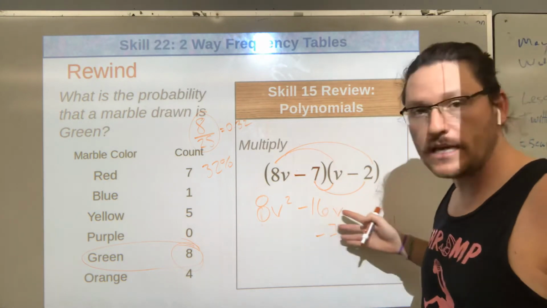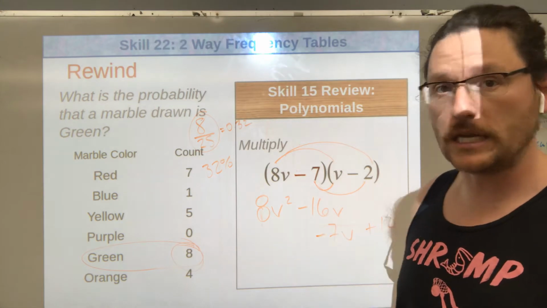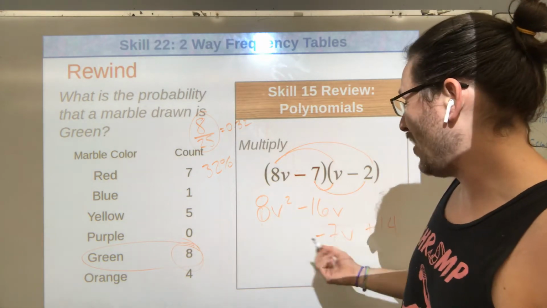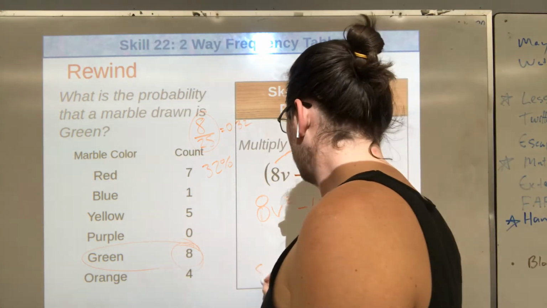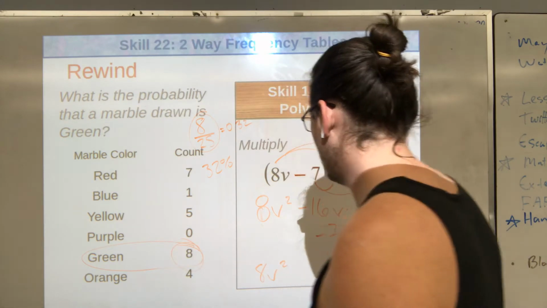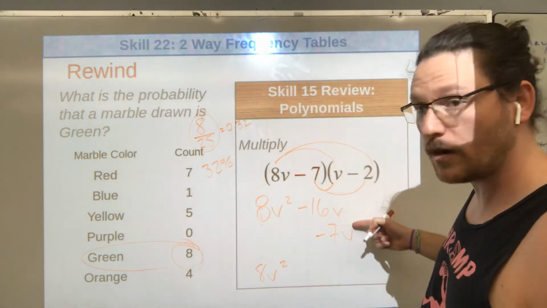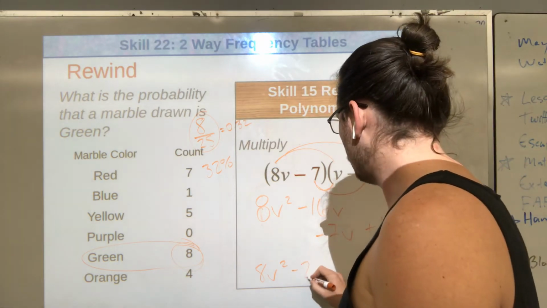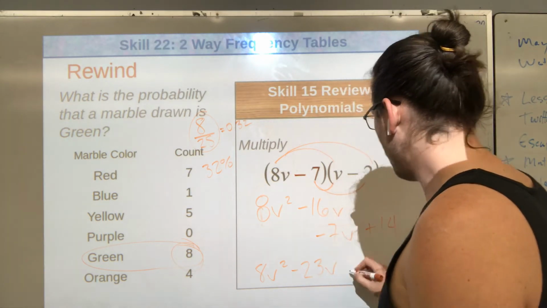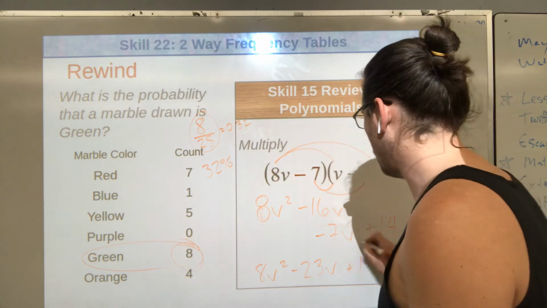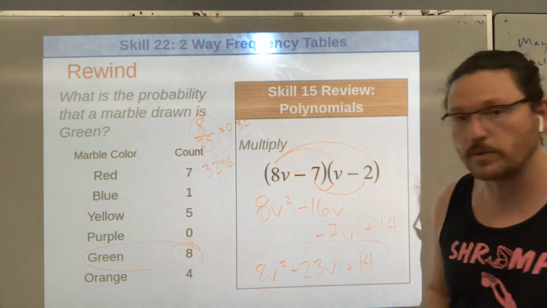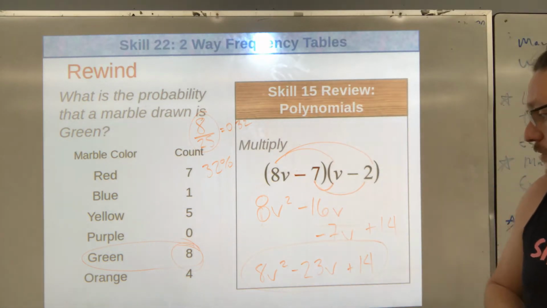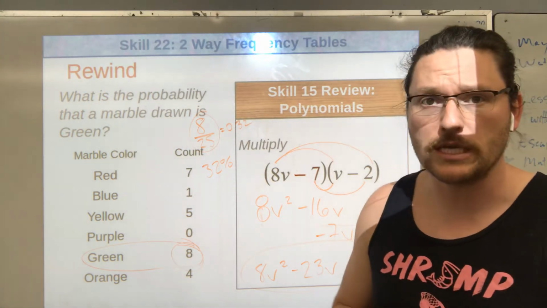This is a fine answer, but we haven't combined our like terms. 8v squared, we only have one thing that's a v squared, so we're just gonna write that again. Okay, but these ones here have the same variable and the same exponent, which means that we can combine them, which gives me -23v, and then we still have this 14 hanging out there. Okay, you should have gotten 32% and 8v squared minus 23v plus 14.